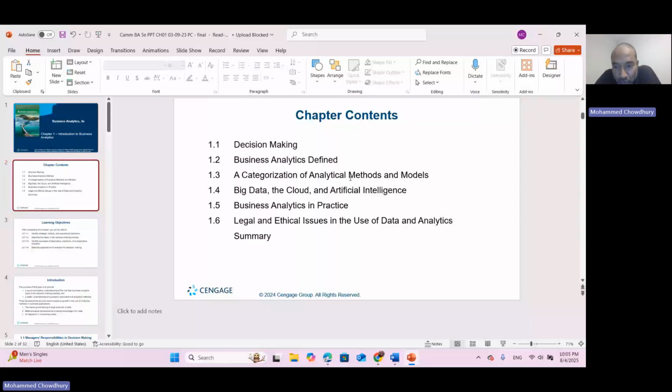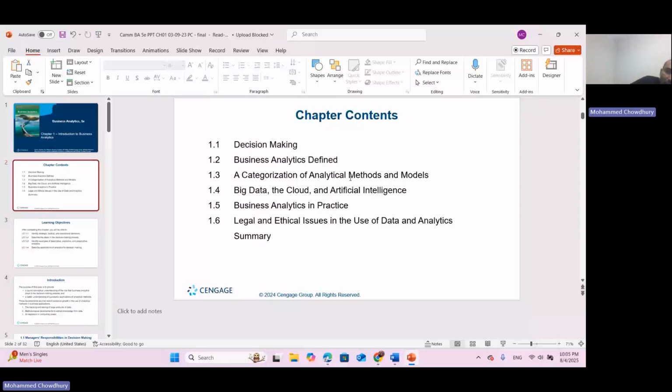Hello everyone. Today I am going to discuss sections 1 to 1.6 of our textbook Business Analytics, which will cover materials such as descriptive, predictive, and prescriptive analytics, as well as big data and some other topics related to this course. So let us start. What would be the topic for today's class?